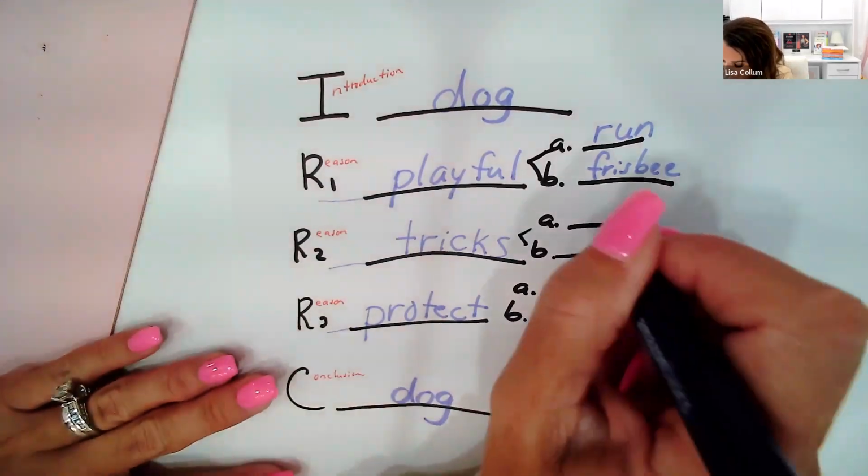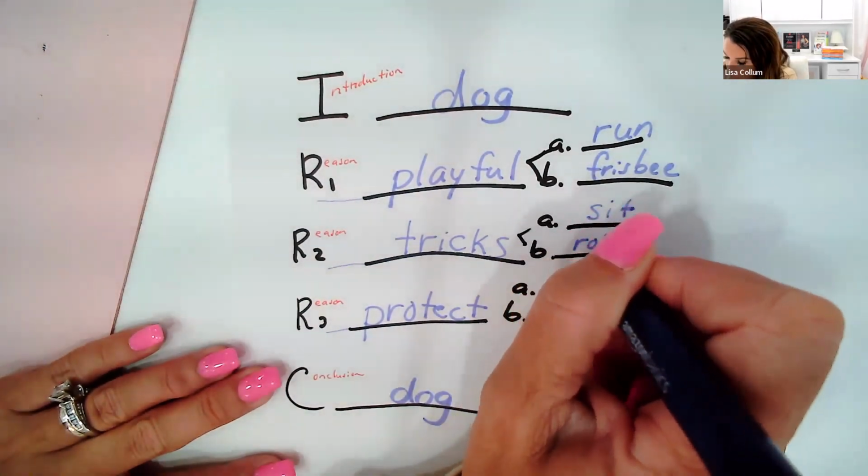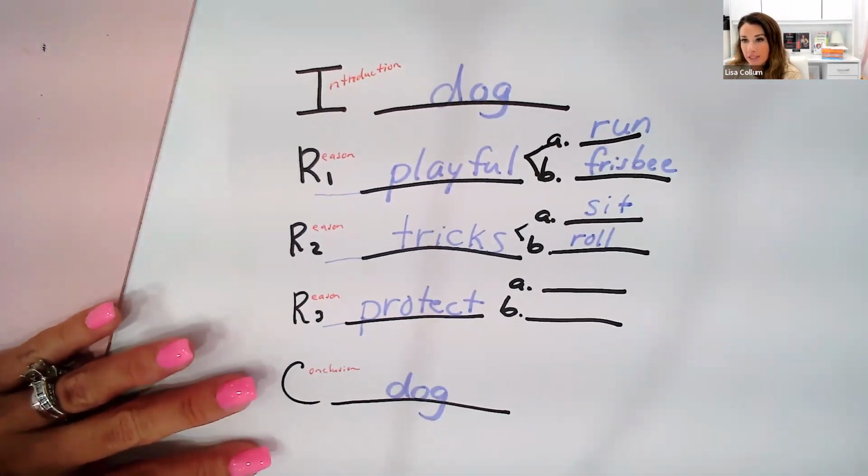Well, I can talk about how they can sit when you say sit, and I can talk about how they can roll over when you say roll over. Those are two tricks that dogs can do.